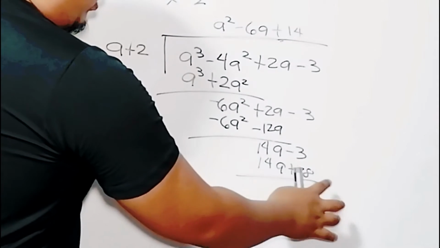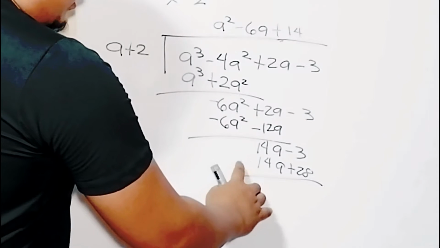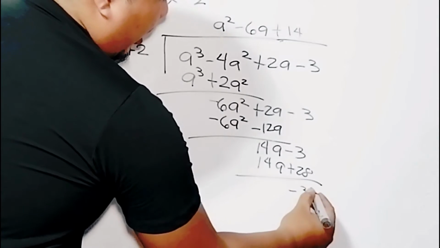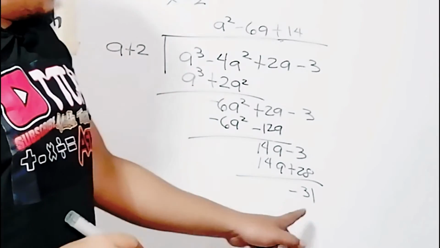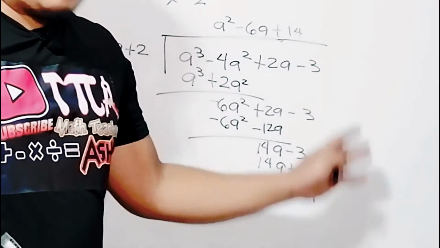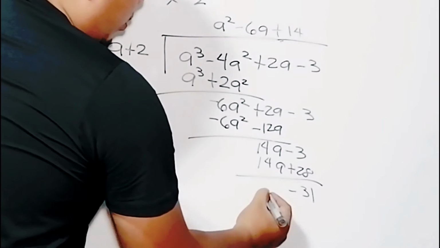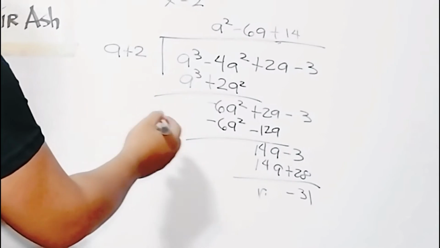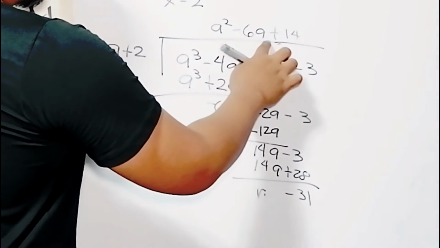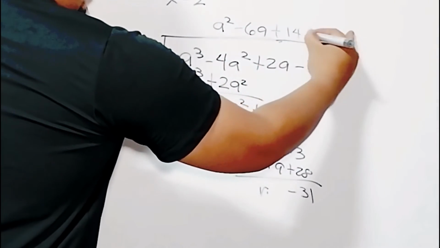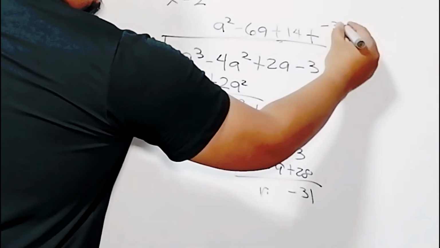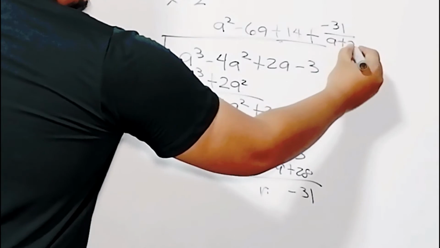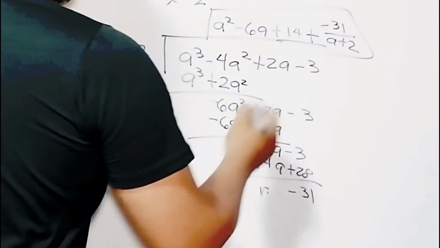Negative 3 minus 28. That will become plus negative, and you will have negative 31. Now, what do you call this negative 31? Since there is nothing left to be brought down, that will be what we call the remainder. So, how will you write your answer? That is basically a squared minus 6a plus 14 plus negative 31 over, you just copy this divisor, a plus 2. And that will be your final answer.